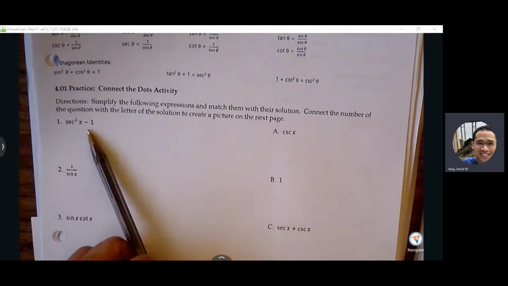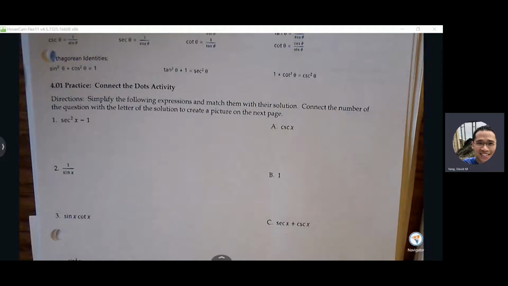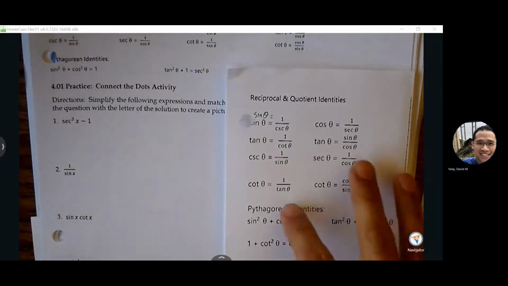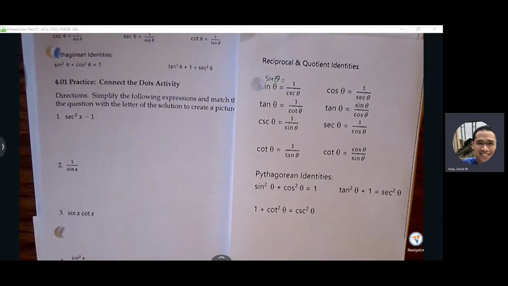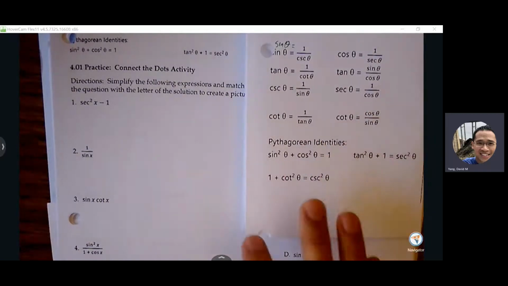Okay, so anytime we see an exponent of 2, we're always going to be looking for opportunities to potentially involve some sort of work. It could be applying a reciprocal or Pythagorean identity. It could be factoring. It could also be something involving difference of squares.